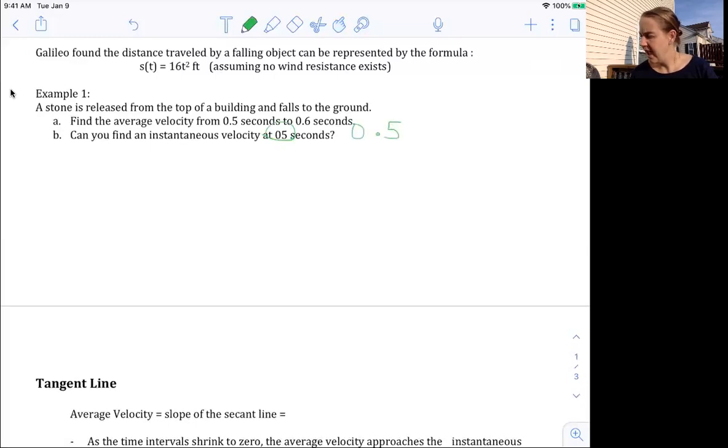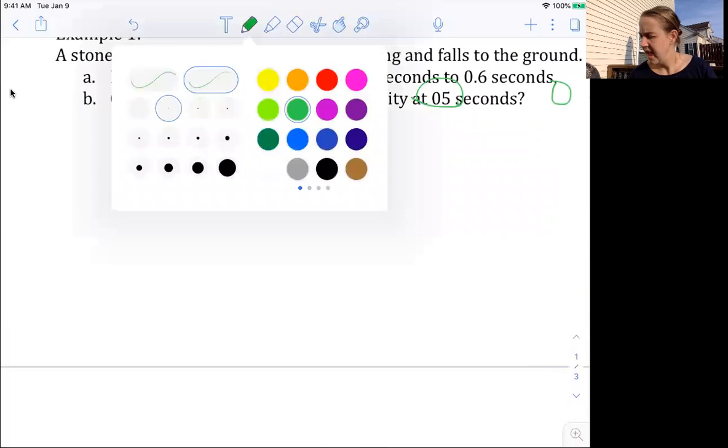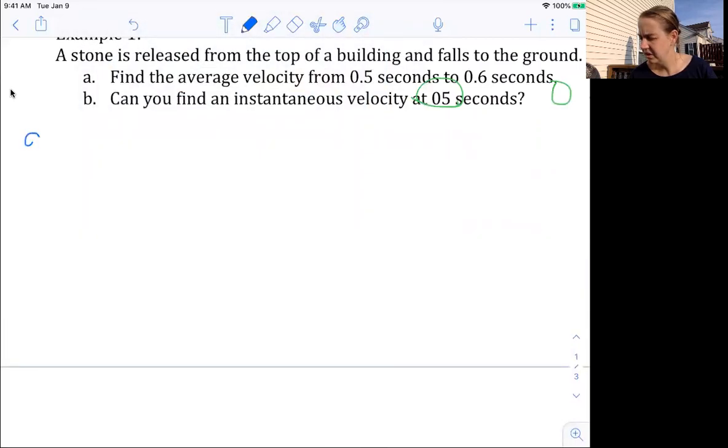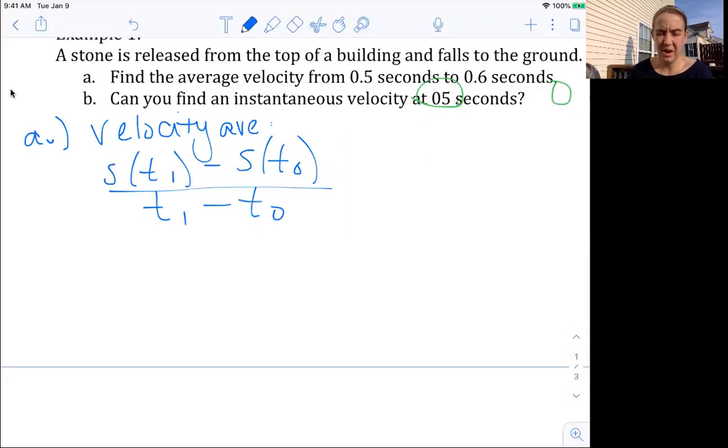Okay, so for part A, average velocity. Average velocity, average rate of change. Remember, you're just talking about your slope formula. The formula we used above is the position at time 1 minus the position at time 0 over time 1 minus time 0. T sub 1 minus T sub 0, S of T sub 1 minus S of T sub 0 over T1 minus T0. So now we have to put in those values.